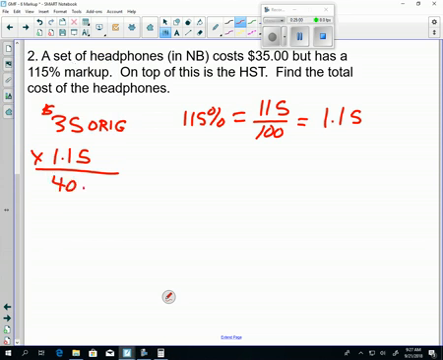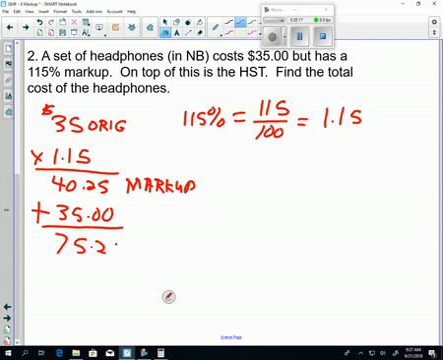That's just the markup now, remember. That's the markup. That's not the final price. We have to add this to the original. The original price was $35. So it's gone from $35 to $75.25. So you would see the tag in the store at $75.25.